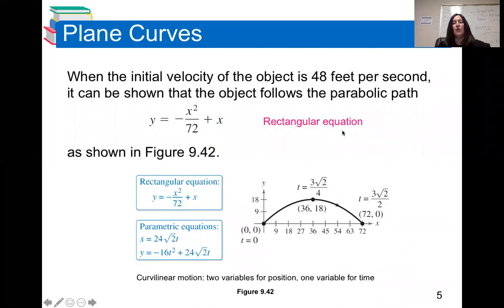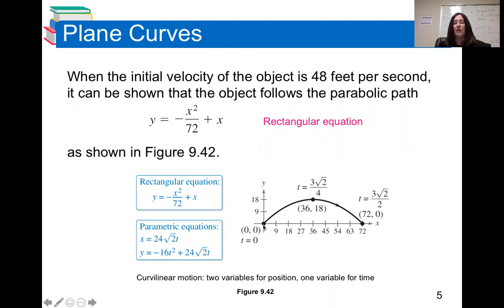So let's look at this problem here. It's saying the initial velocity of an object is 48 feet per second. It can be shown by this parabolic path. So it gives you a rectangular equation. A rectangular equation is an equation that's written in x's and y's. What we're going to do is take that rectangular equation and rewrite it in terms of parametric equations.